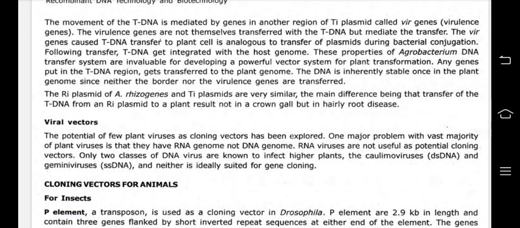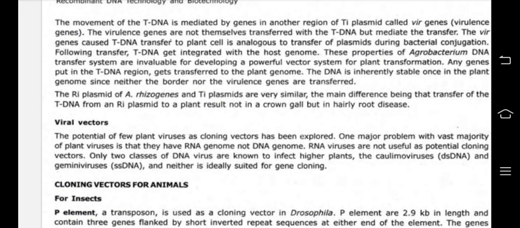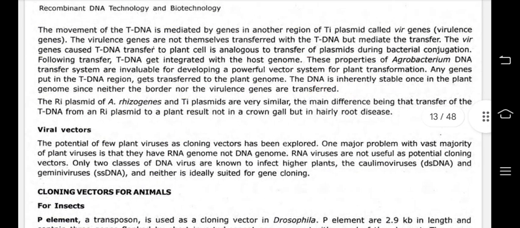The movement of T-DNA is mediated by genes in another region of the Ti plasmid called vir genes, virulence genes. The virulence genes are not themselves transferred with the T-DNA but mediate the transfer. The genes cause T-DNA transfer to the plant cell, analogous to transfer of plasmids during bacterial conjugation. Following transfer, T-DNA gets integrated into the host genome.